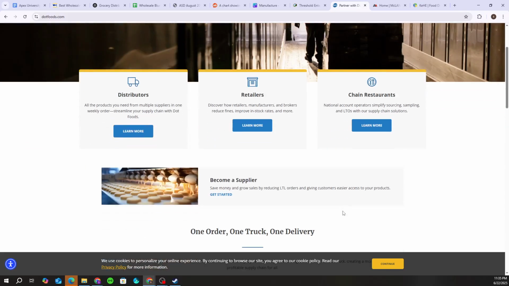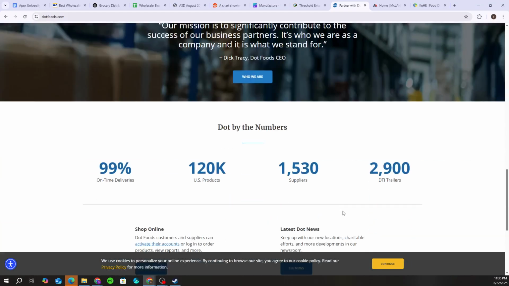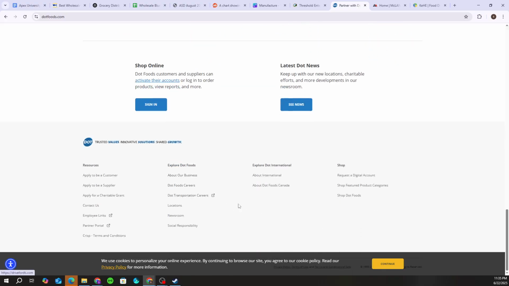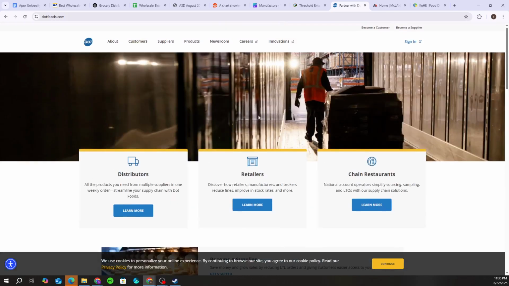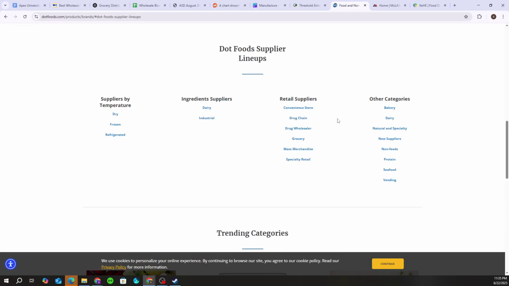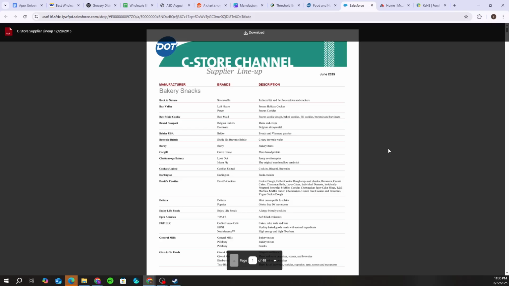So now we have Dot Foods. I'm going to scroll down a bit. Okay, all right, so first off, they're working with 1,530 suppliers, and they have over 120,000 products. That's fantastic. I want to see what products they are selling. So let's go ahead and find out. Maybe they have products, supplier lineups, okay. And look at this, we do have some frozen stuff, then we do have some convenience stores. Okay, let me click on this, let's see what they give us. And look at this, manufacturers and brands.